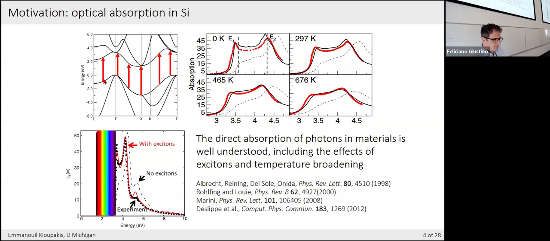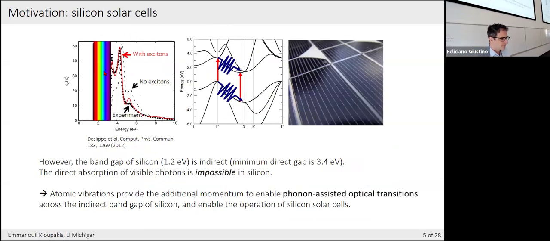And so if you want to study direct optical absorption, you can find great agreement with experiment for silicon, including the effect of excitons that you also learn later in this school with the Berkeley GW code, as well as the temperature broadening of the states, the lifetime of the states with temperature. You can match experimental spectra pretty well, as you see in these references. However, if you notice, this good agreement happens in the ultraviolet, right?